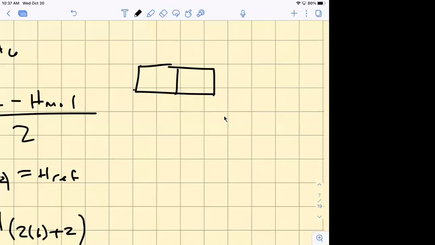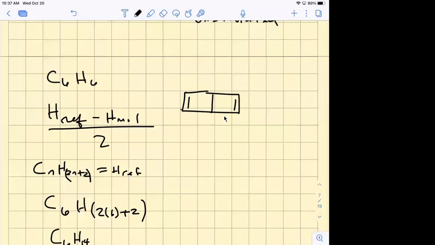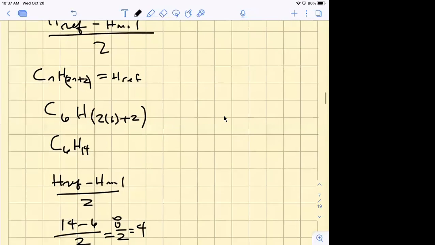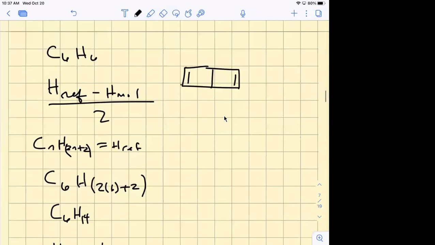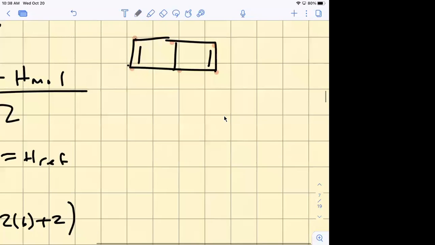So the 2 rings will be 2. I guess you can do something like that. That's 2 rings and then 2 pi bonds. So that will work, and you got 1, 2, 3, 4, 5, 6 carbons. Or you could do something like this, like benzene, where you have 1 ring and 3 pi bonds. That satisfies 4 degrees of unsaturation.